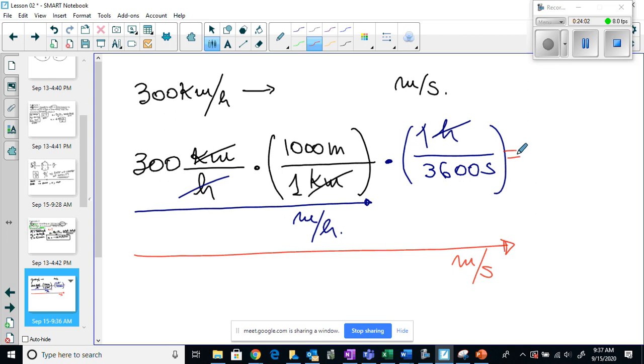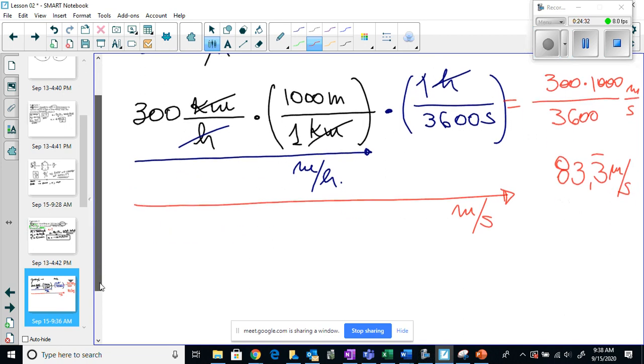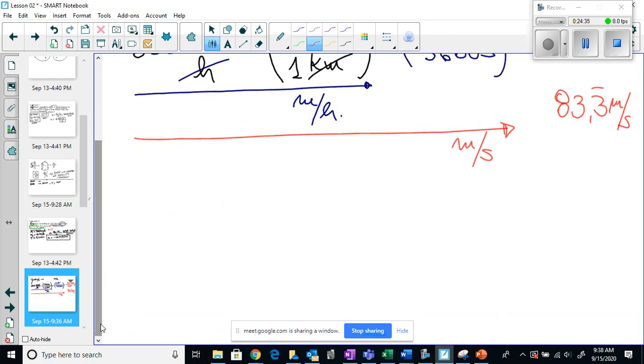And then what we do is multiply whatever is in the numerator, divided by whatever is in the denominator. So this will be 300 times 1,000 over 3,600, and the units are meters per second. So now using your calculator, tell me what is this? 83.3 repeated meters per second. Let's move to the next given.